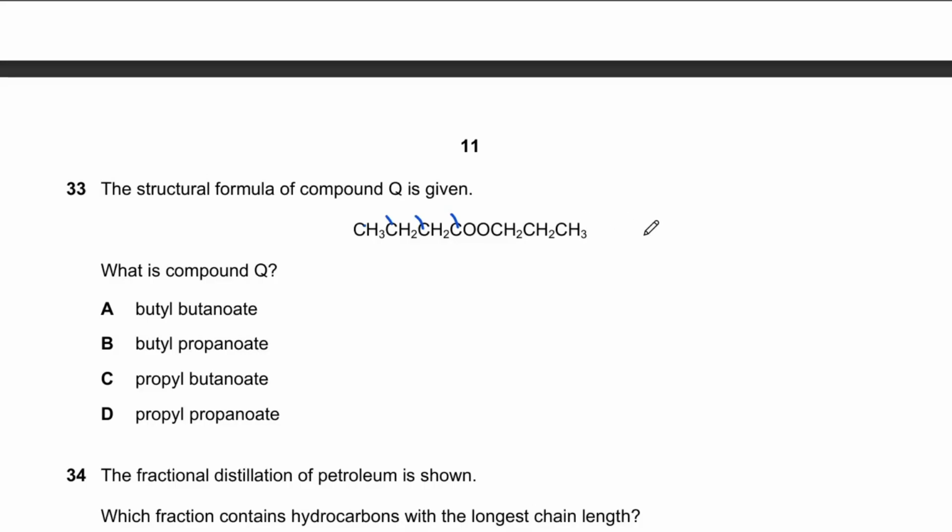Now, in order to name it, remember the rules. We name the alcohol first and we change it to an alkyl. So it is going to be propyl. Then we have our butanoic acid. The oic we change to ATE. The IC acid we change to ATE. So the correct answer is propyl butanoate. So don't forget, you name your alcohol first and then the carboxylic acid. Alcohol changes to alkyl, YL, then the acid ending changes to ATE.